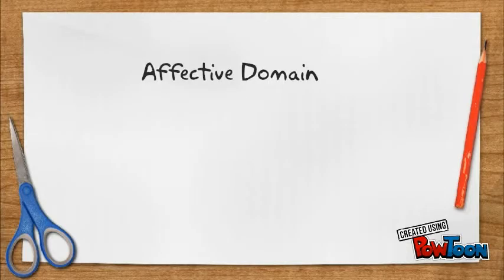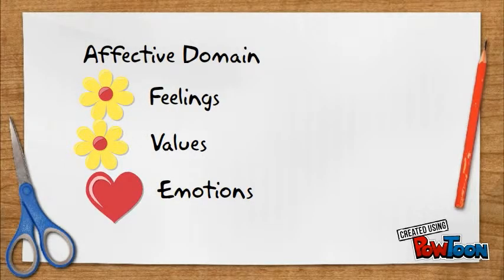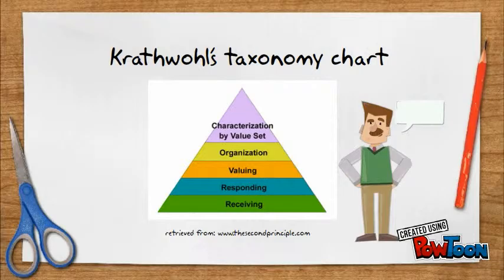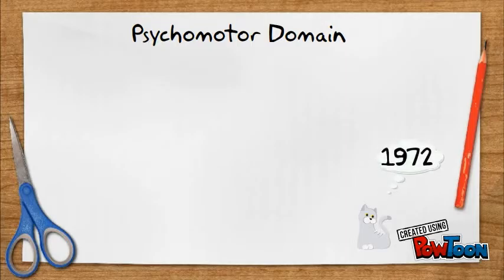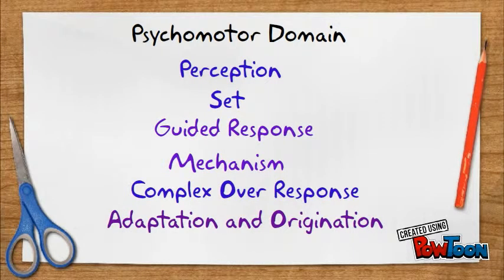Rounding off the domains, we had the affective domain in addition to the cognitive domain. The affective domain consists of feelings, values, or emotions that can be positive or negative, says Sachs, 1997. Kratwall's taxonomy chart outlines the affective domain in its various levels. The psychomotor domain, says Simpson, 1972, is divided into a hierarchy with 7 levels: perception, set, guided response, mechanism, complex overt response, adaptation, and origination.